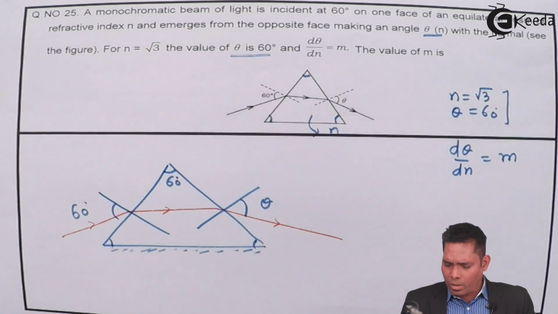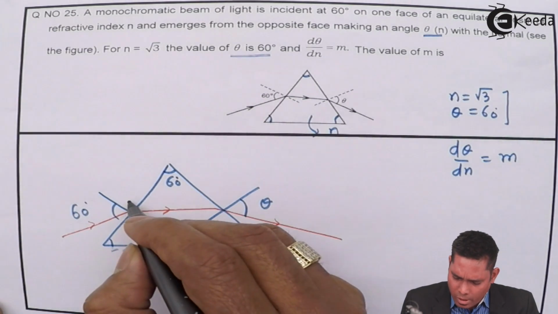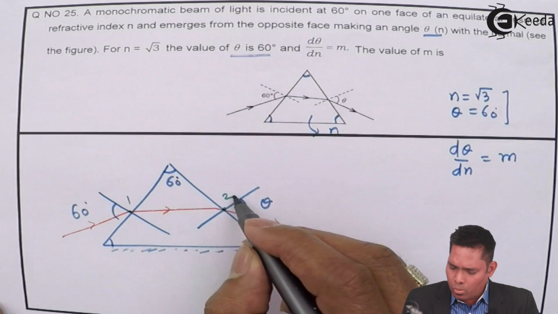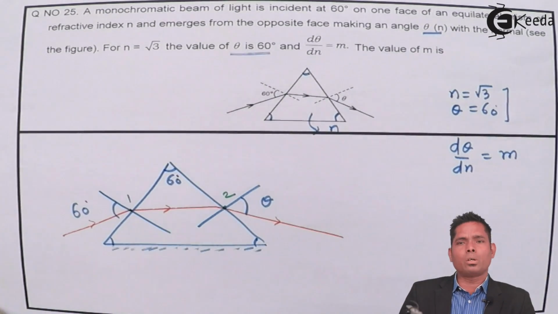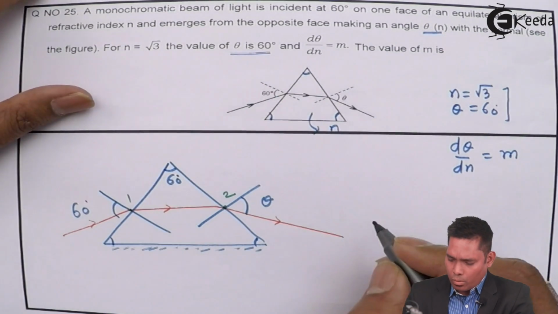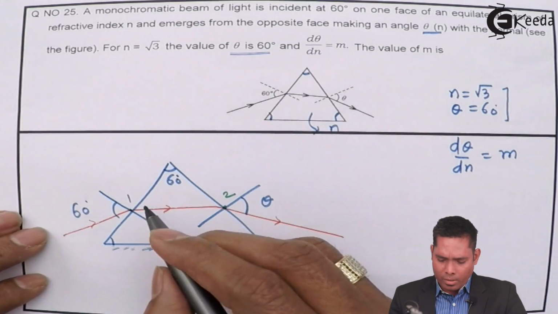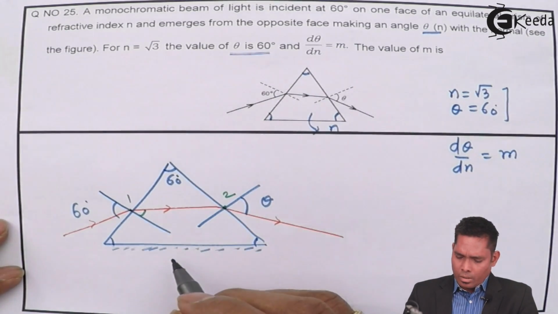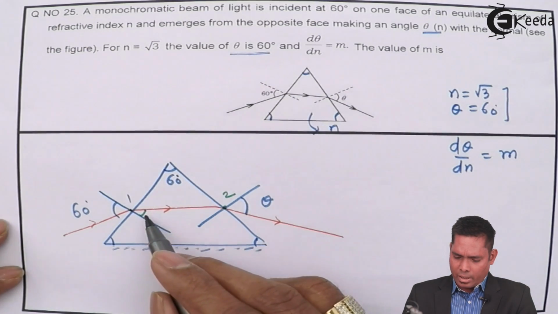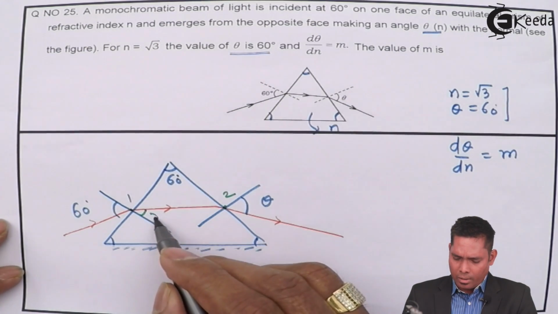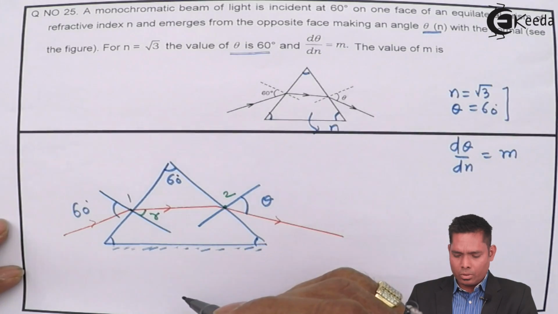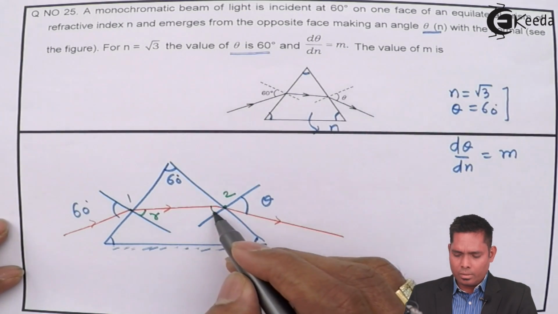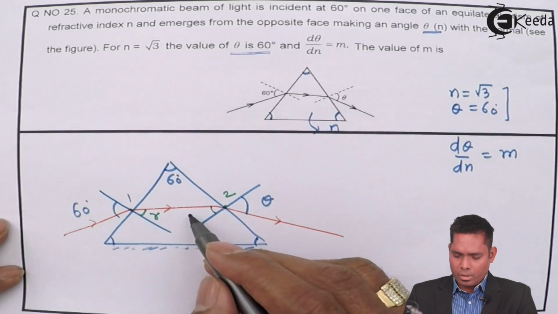Suppose this point is 1 and this point is 2, then at these 2 points we apply Snell's law. So we're applying Snell's law at point 1. First of all we have to take this angle. Suppose this angle is r, then this angle should be 60 minus r.